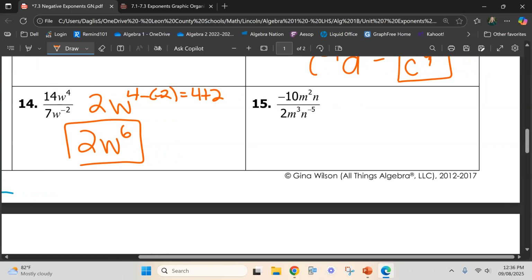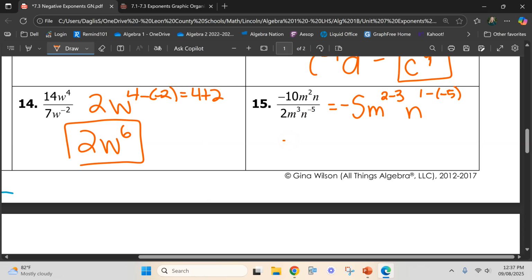Last one. Can you do 10 divided by 2? Yes. What is it? -5. Good. All right, how do I set up the m's? 2 minus 3. Good. How do I set up the n? 1 minus 5. Oh, almost. Well, minus -5, which is the same thing as 1 plus 5.